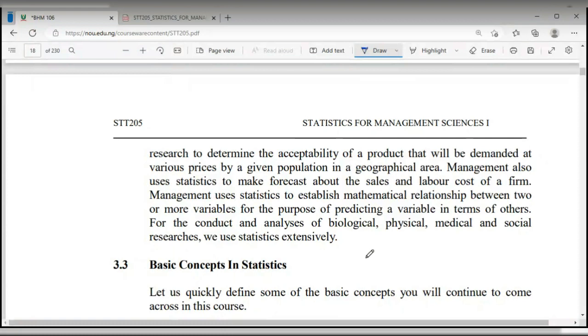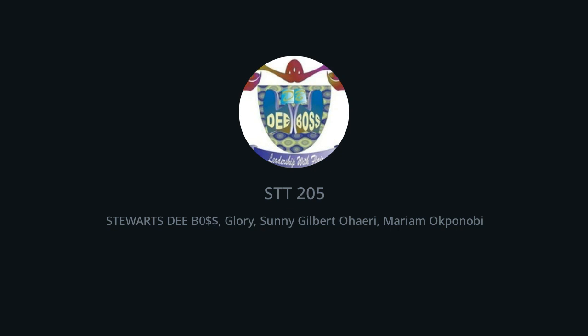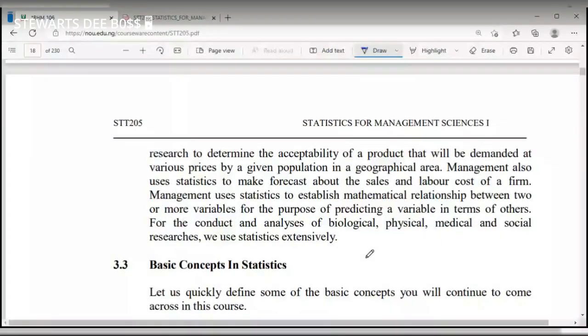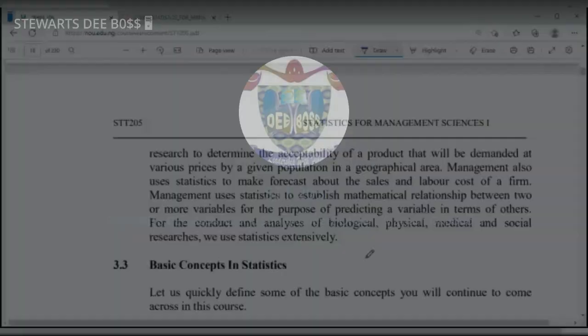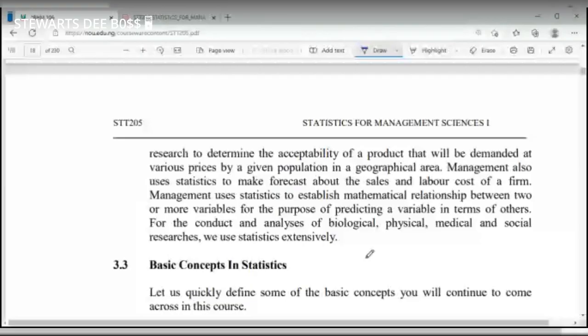Okay, now for the conduct and analysis of biological, physical, medical, and social researches, we use statistics extensively. So when you want to conduct or analyze research, be it biological, physical, medical, or of course social research. Biology has to do with life, physical has to do with bodily presence, medical has to do with health, and then we have social, which has to do with the interaction of people. So the researches can come in different forms.